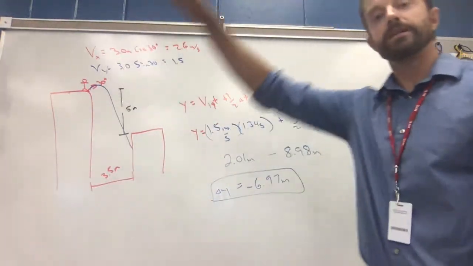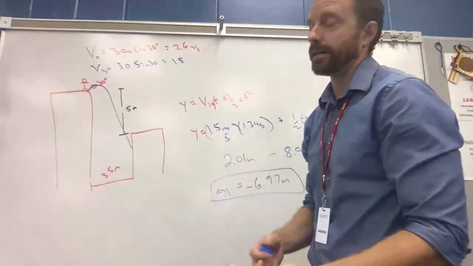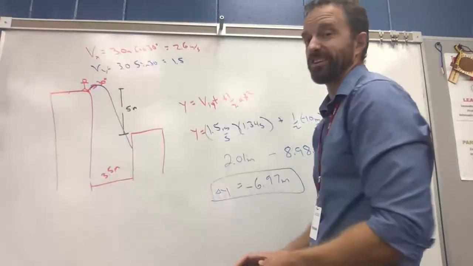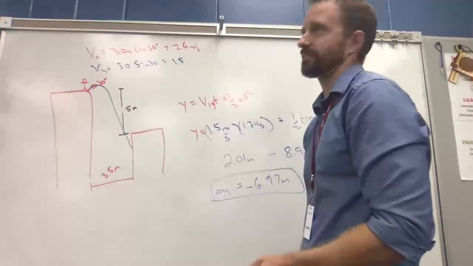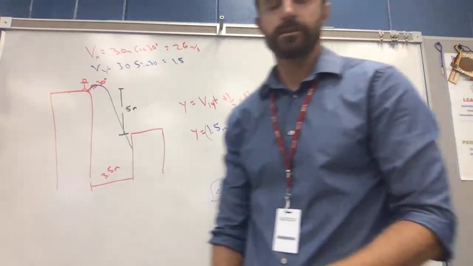Although if he's 2 meters tall, maybe he caught it with his fingers, right? 2 meters would be pretty tall. That's what, 6'8" or something like that, right? Anyway, hope that helps on a couple projectile problems.